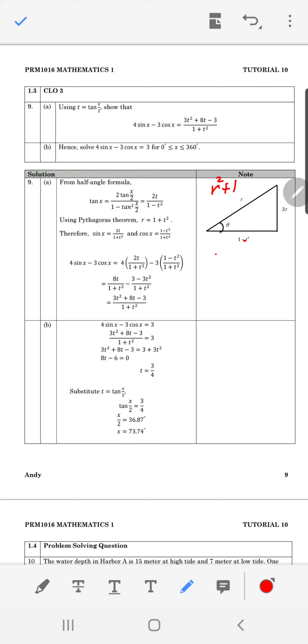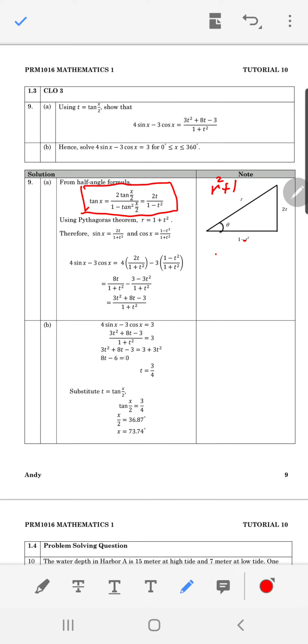So you have to remember the double angle for theta. So tangent theta equal to 2 tangent half theta over 1 minus tangent square half theta. Then only you can substitute t. Then you substitute all the t value, you will be able to prove.